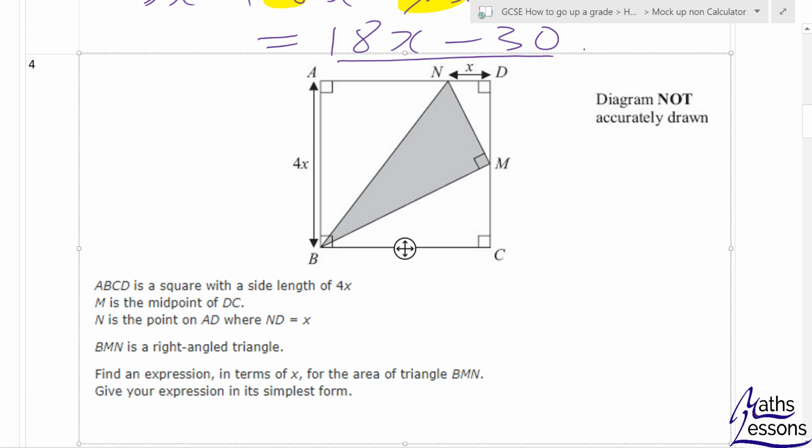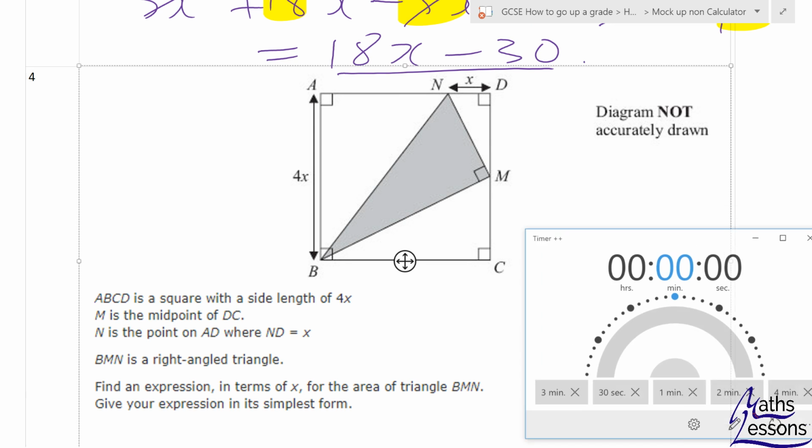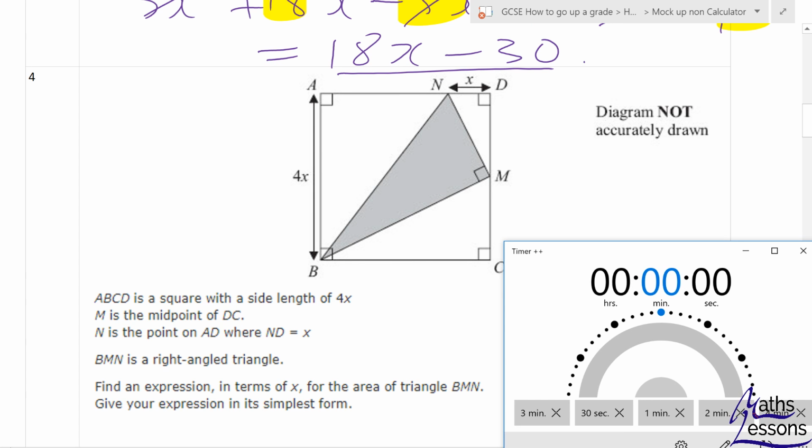Right, another one of these algebra questions. So this again, you've got 3 minutes to have a little go. 3 minutes on this. Off you go.